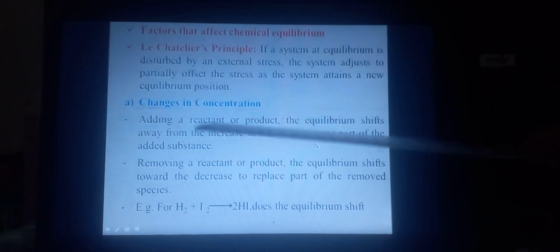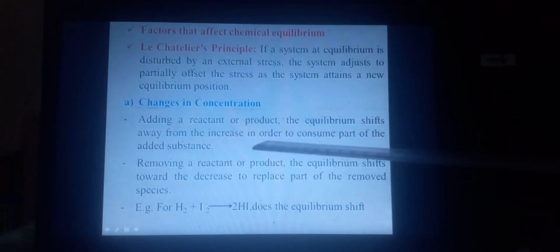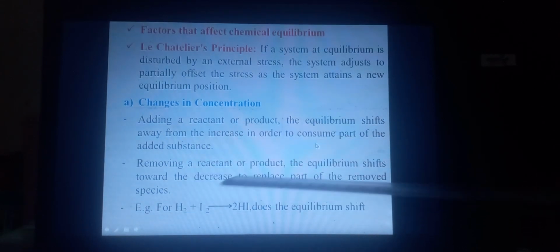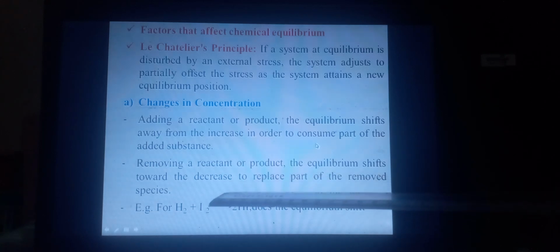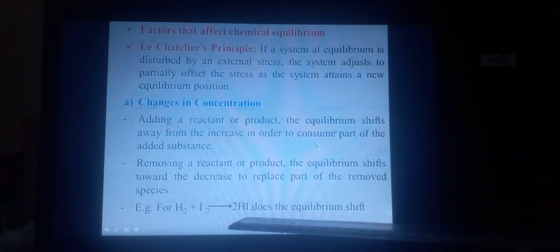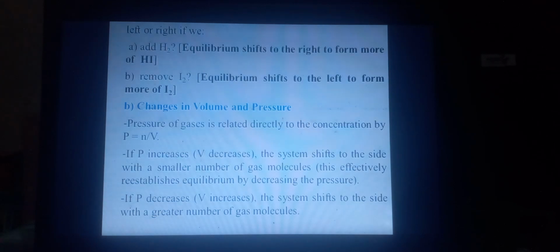So the first factor is changes in concentration. How does a change in concentration affect the position of equilibrium? Adding a reactant or product, the equilibrium shifts away from the increase in order to consume part of the added substance. Removing a reactant or product, the equilibrium shifts towards the decrease to replace part of the removed species. So I've been given an example of a reaction: hydrogen gas combines with iodine to form hydrogen iodide. They're asking, does the equilibrium shift left or right if part A, we add hydrogen gas?